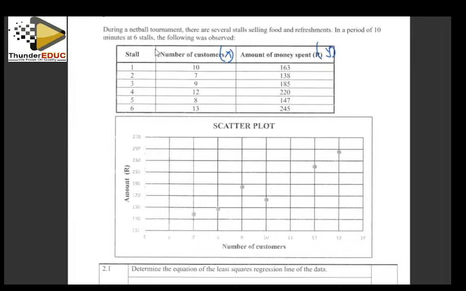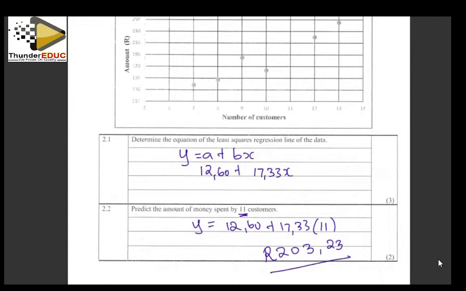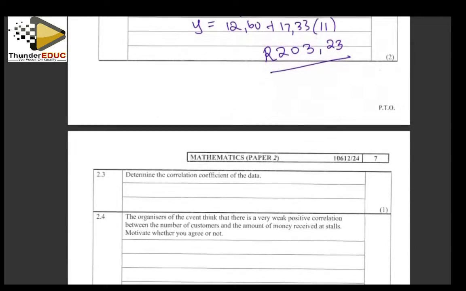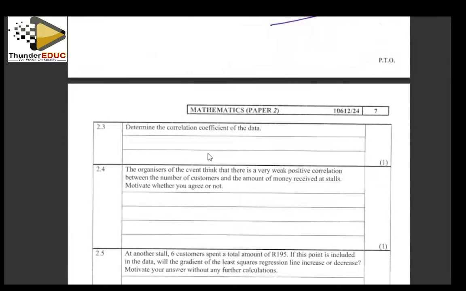All right, then next one, they're telling us to determine the correlation coefficient. So still, when you use your data and calculator, I'm getting the R of 0,9. If I round it off, I'll have 0,95. Okay. Then the organizers of the event think that there is a very weak positive correlation between the number of customers and the amount of money that is spent. Motivate whether you agree or disagree.